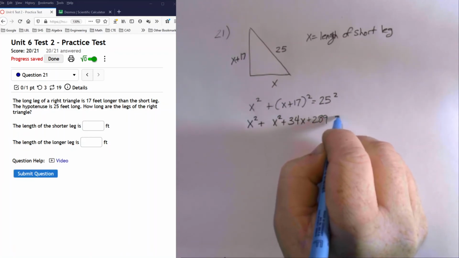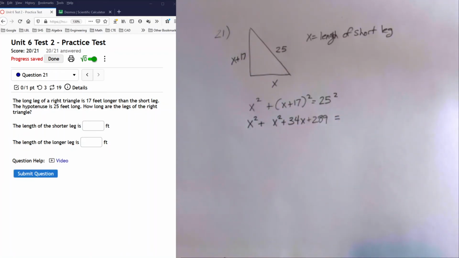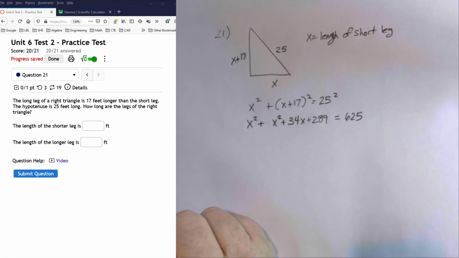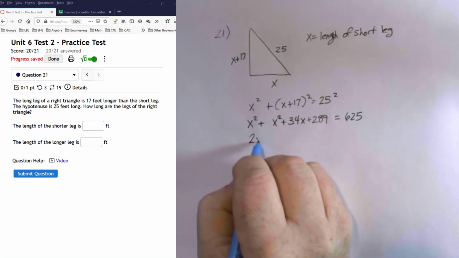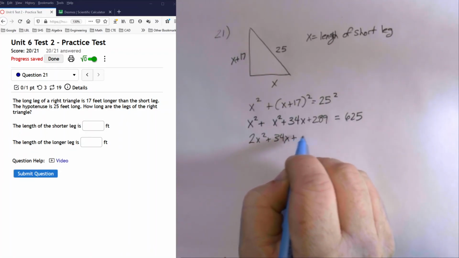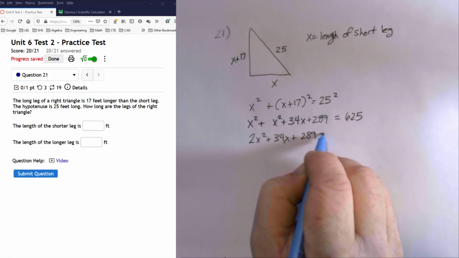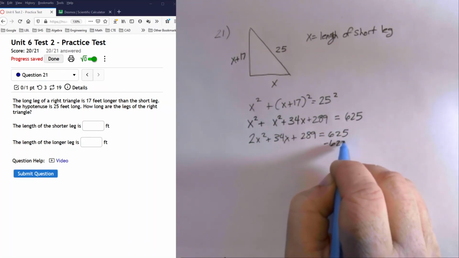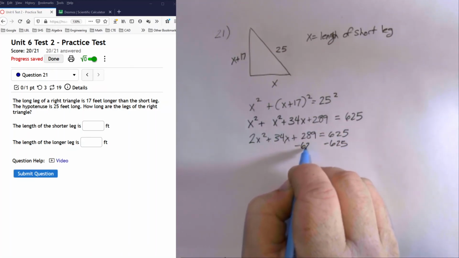289 is going to be equal to 25 squared. So 25 squared, and 25 squared is 625. Okay, I'm going to combine my like terms here, so I have 2x squared plus 34x plus 289 is going to equal 625. I want to make this equal to 0, so I'll subtract 625 from both sides.